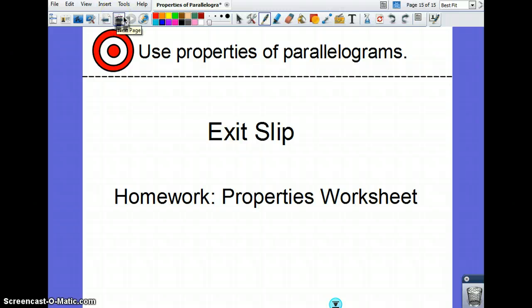All right, you have an exit slip, so go ahead and do that. It's in the properties worksheet. Stuff that is crossed out you do not have to do.